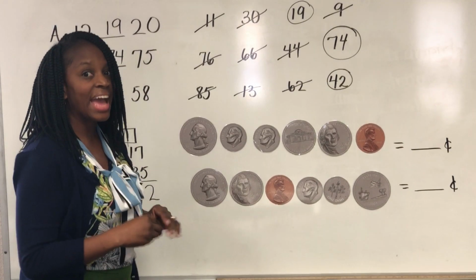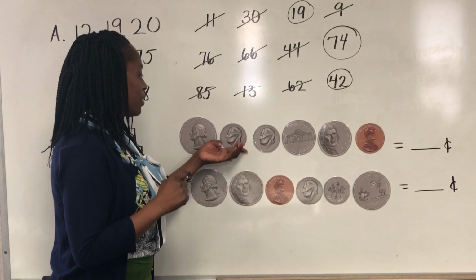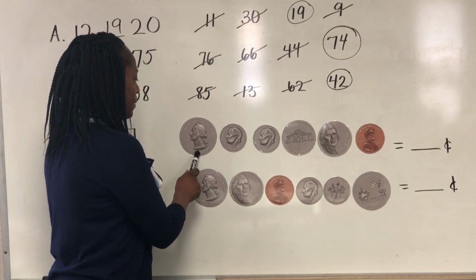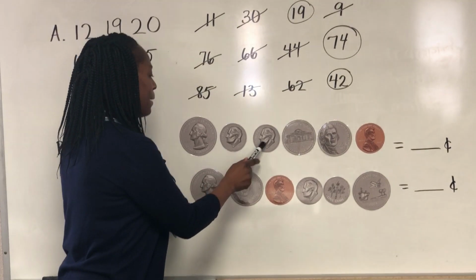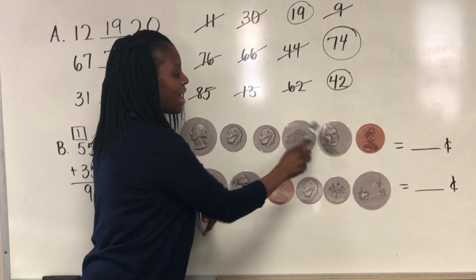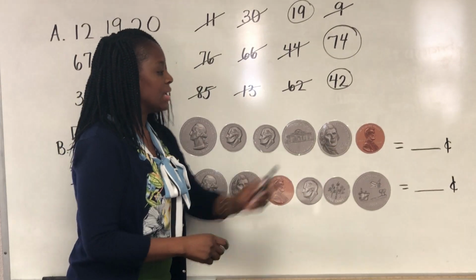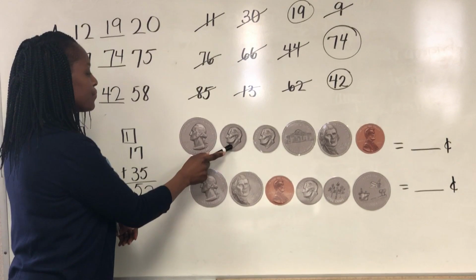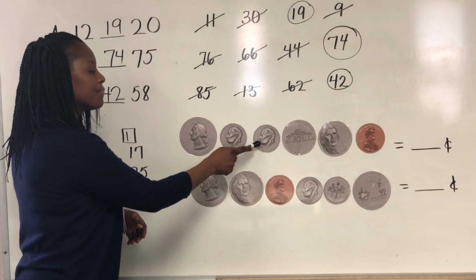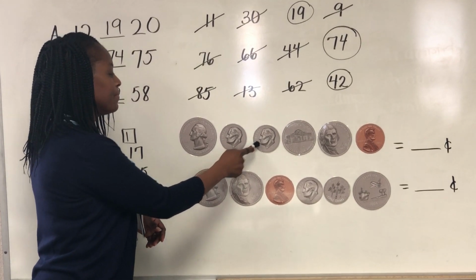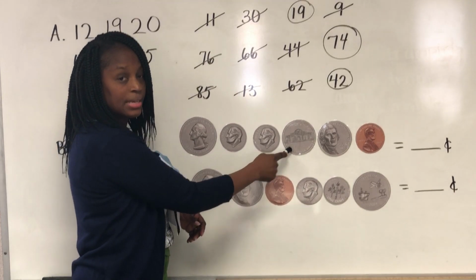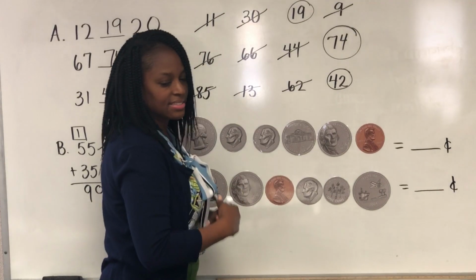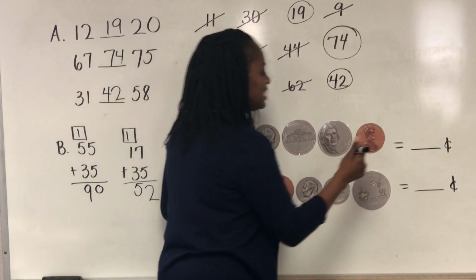Remember, we're changing the pattern. Every time we go to a new coin, we need to change the counting pattern. We're counting by 25s here. We're counting by 10s here. We're counting by 5s here. And we're counting by 1s here. Let's go. 25, 35, 45, 50, 55, and 56. I have a total of 56 cents.